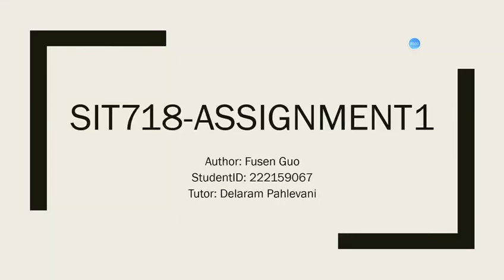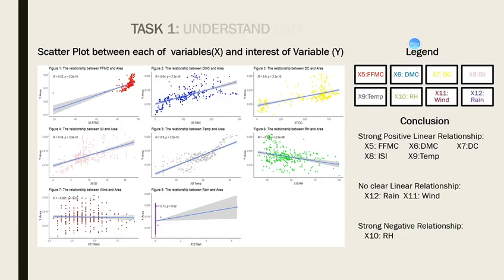Today I'm going to explain what I did in my assignment. As for task 1, I drew the scatter plot to show the correlation between each variable x and interest variable y. I assigned a different color to each variable.